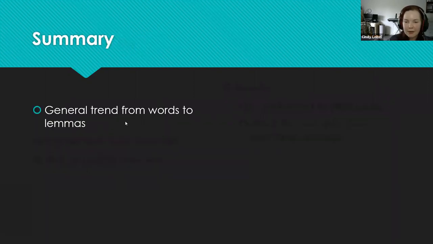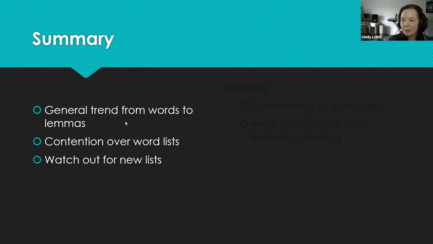So just in summary for the word lists, the general trend seems to have been to move from words to lemmas. There's a lot of contention over word lists, right? So every list will likely have some drawbacks. And I think it's important to consider those drawbacks when you choose to adapt a list for your classroom. And also try to keep an eye out for new lists, because right now my favorite are the NGSL and the AVL. But maybe in 5 years, there's going to be something better that addresses some of these problems that we've run across.